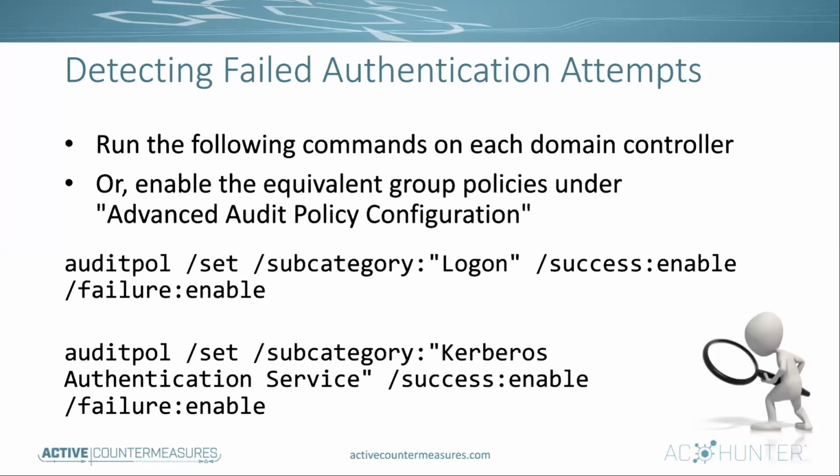So usually this is just going to be your domain controllers. You can either set these up individually, host by host, or you can use group policy in order to set this up. So here we have the different audit pol commands that you might use if you are going to be doing this manually, or you might find the GPOs under the advanced audit policy configuration heading. In particular, for detecting failed authentication attempts, we're going to be looking at the logon and Kerberos authentication service categories of the audit policies.